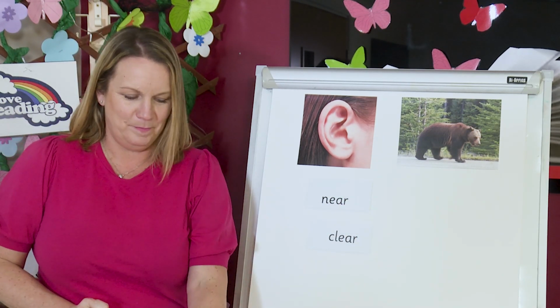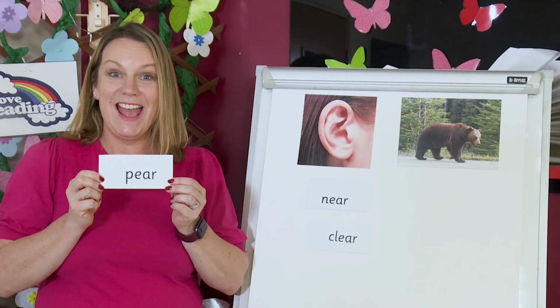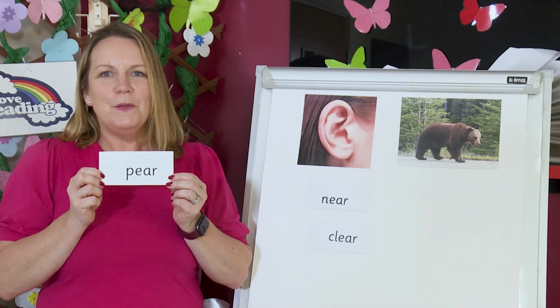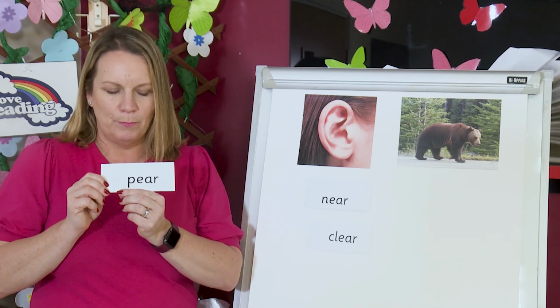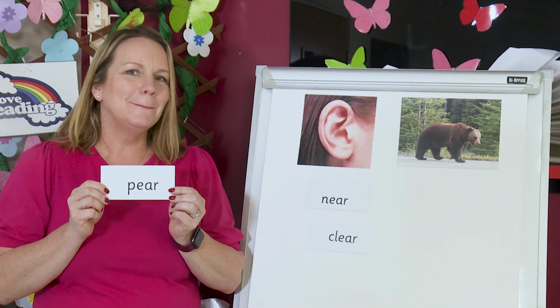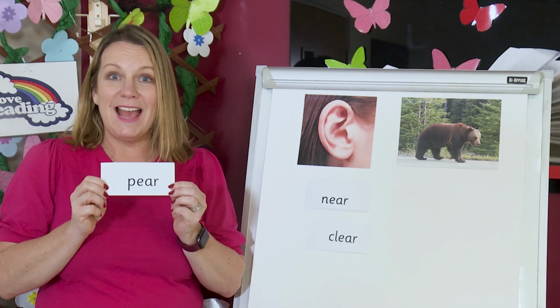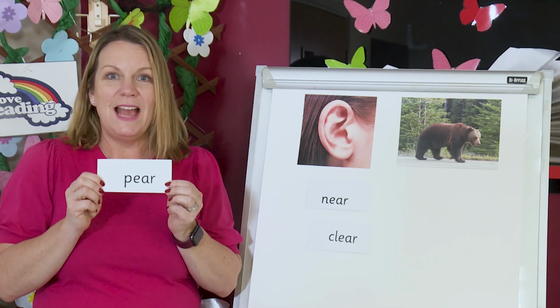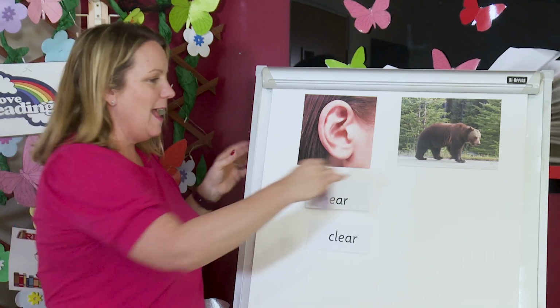Let's do another. Read the word. Ear or air? Help me work it out. Is it ear or is it air? Where should I put this one? Yes, it's pear, as in the fruit. Pear has the sound air, so I'm going to pop it here under the bear.